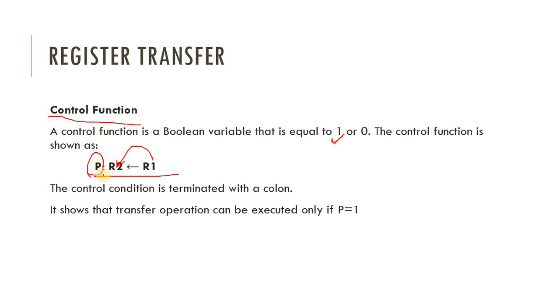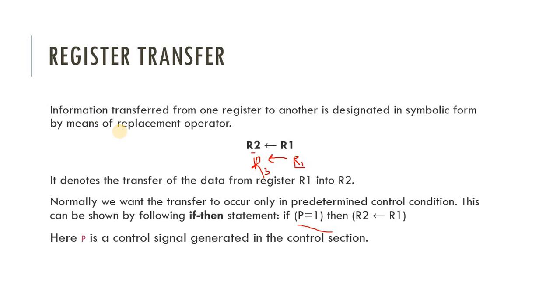So we need to write this p colon and then the register instruction. It shows that the transfer operation can be executed only if p equals 1. So here we are providing a control function which controls the execution. That is why p is called the control function, which controls the execution in the register. So this is all about the register transfer language.